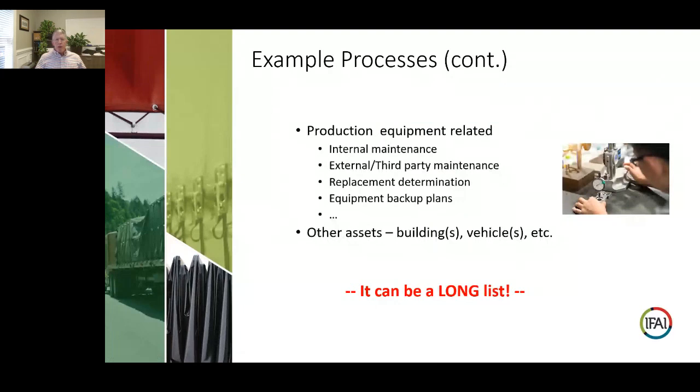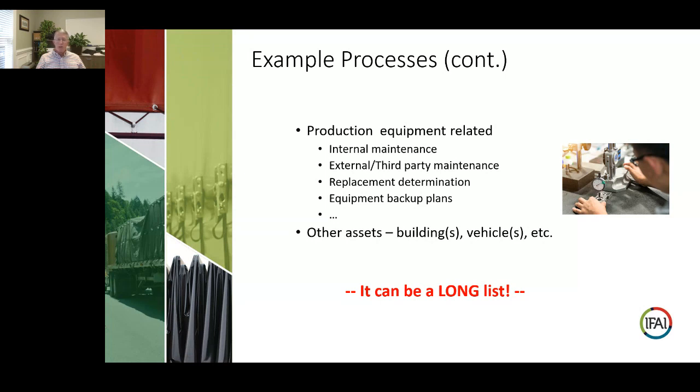Then other examples of processes relate to, for example, production equipment. How do you maintain your equipment? Is it done internally? Do you have defined schedules, every 60 days, every 90 days, whatever. I mean, maybe you've got welding machines, sewing machines. Those things typically require some sort of maintenance, preventive maintenance anyway. And do you have a schedule for that? And how do you do that?